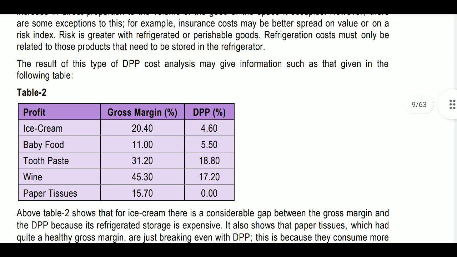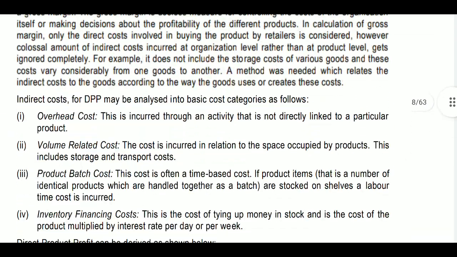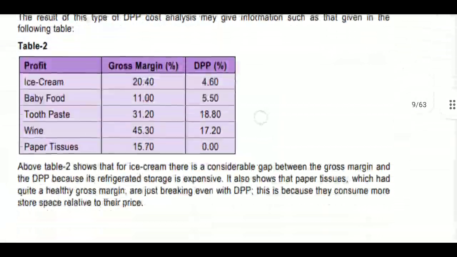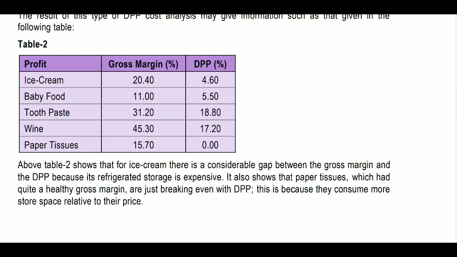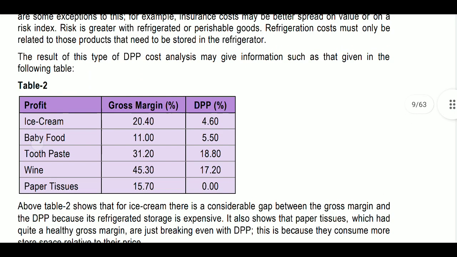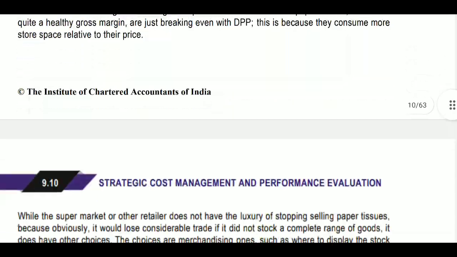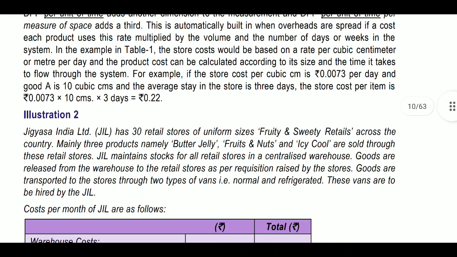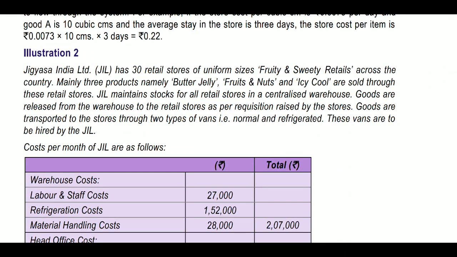And if you see table 2 they provided, is there any directly given example? Okay, table 2 has ice cream, baby food, toothpaste, wine, paper, tissues. They provided gross margin and DPP percentages. Okay, next you will see illustration number 2. For these tables they provided the data.